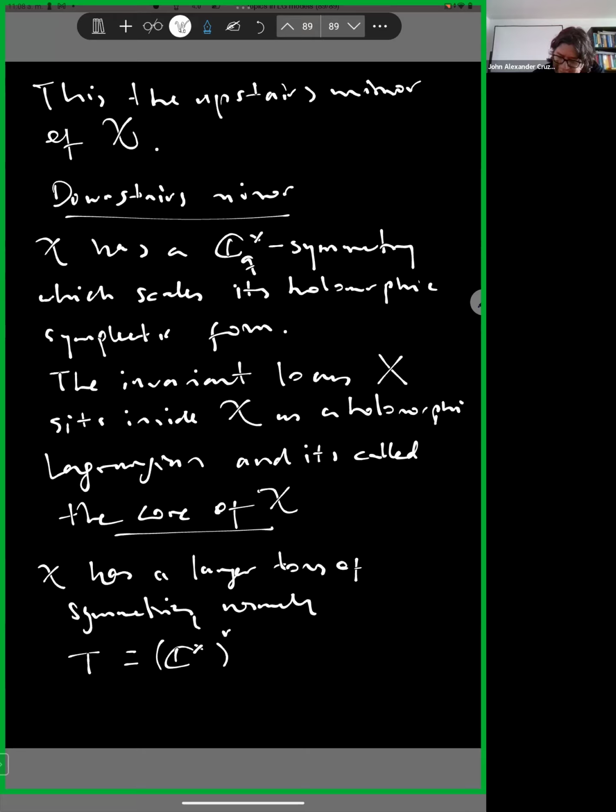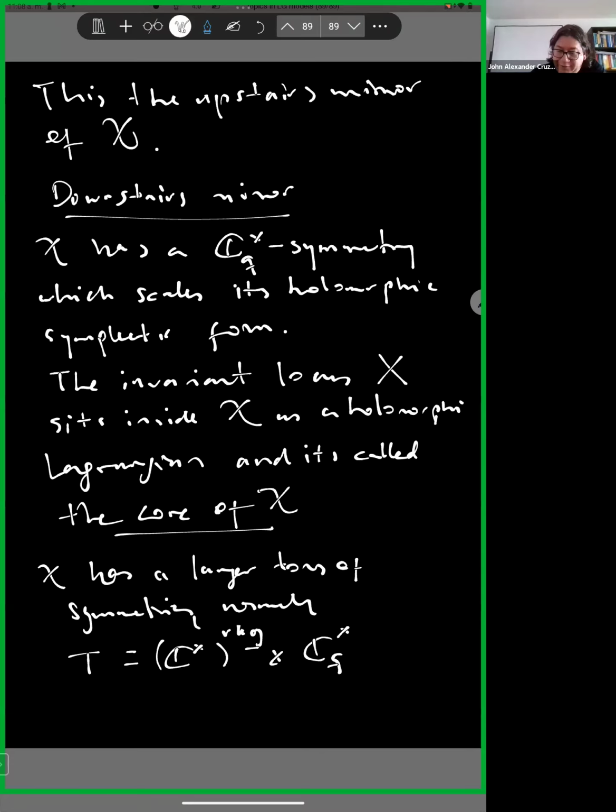It is C star to the rank of G, C, Q. So what is this G? Remember that we have this equivariant gauge theory. So this is the Lie algebra associated to the gauge group G, right? That's good. So what will be the downstairs mirror?